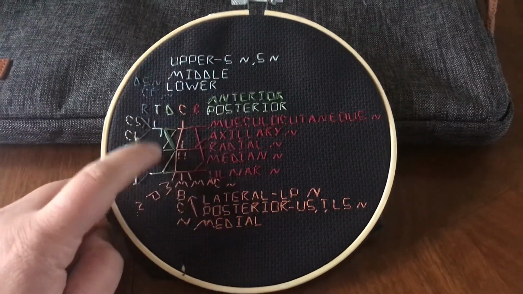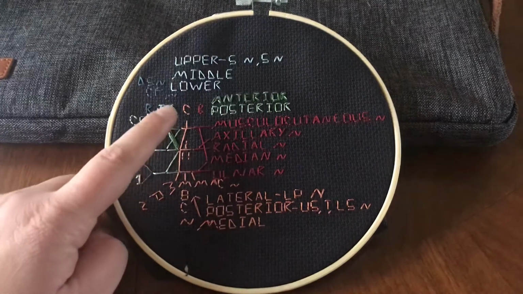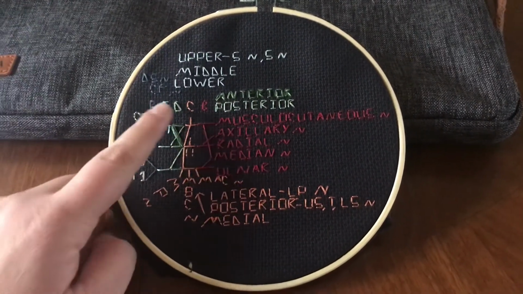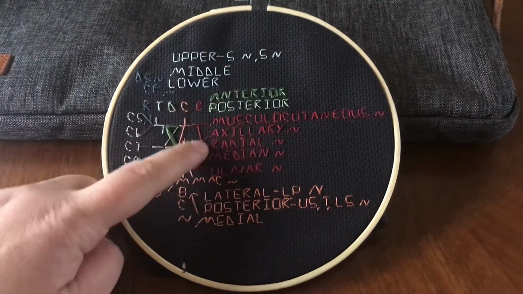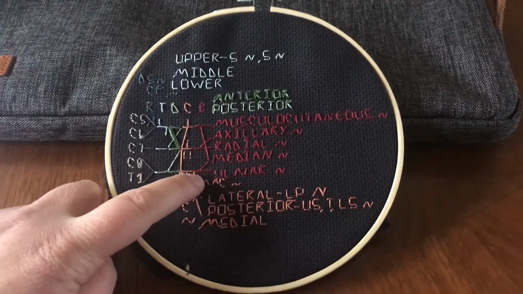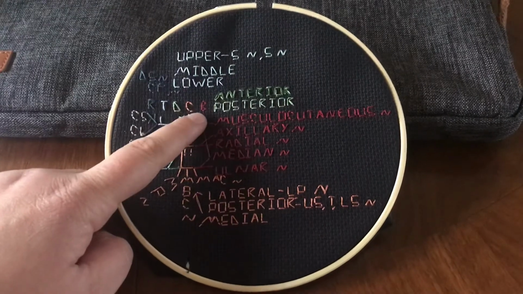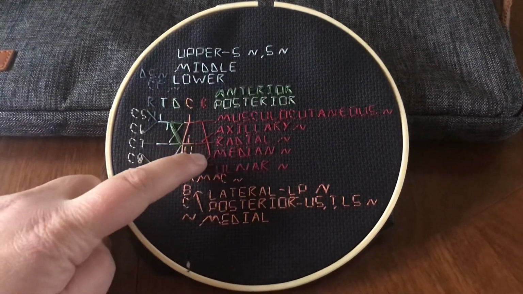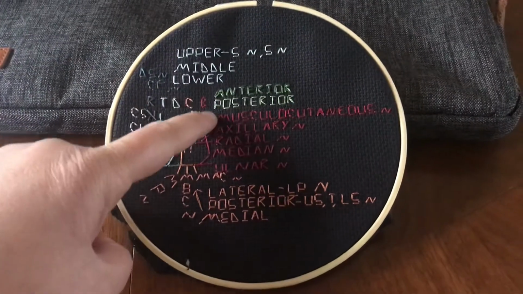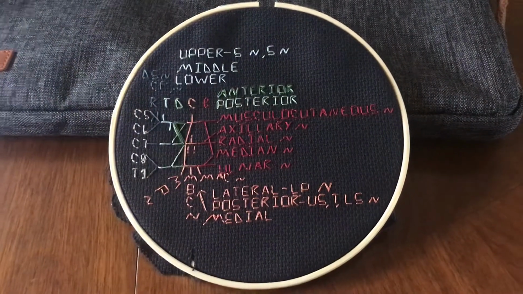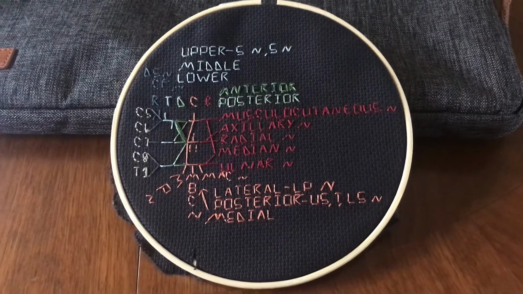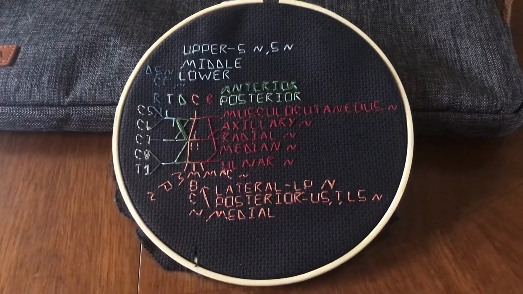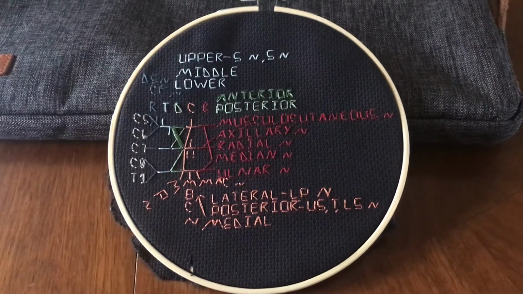From these 2 divisions, we have 3 cords. So we have the lateral, posterior, and medial cords. From these 3 cords, we have 5 main nerves. We have the musculocutaneous nerve, axillary nerve, radial nerve, median nerve, and ulnar nerve. And these 5 main nerves innervate the shoulder, elbow, wrist, hand, and fingers, which makes up the whole upper extremity.